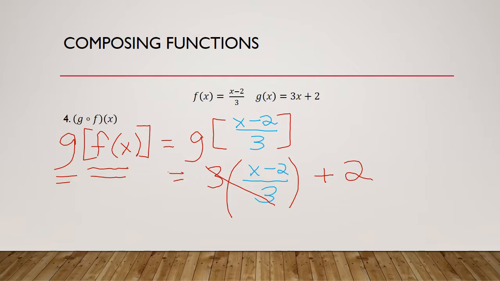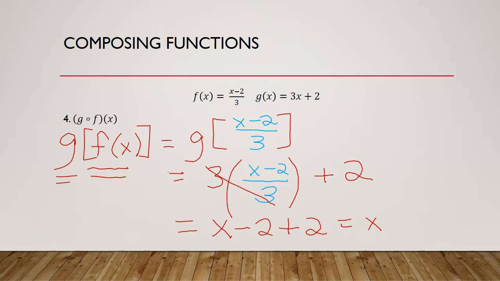I've got 3 times this fraction, x minus 2 over 3. So those 3's cancel because there's a 3 times on top and then a 3 on bottom. So that makes x minus 2 plus 2. And then the minus 2 and the plus 2 cancel too. So this also equals just x. Now that's kind of interesting.